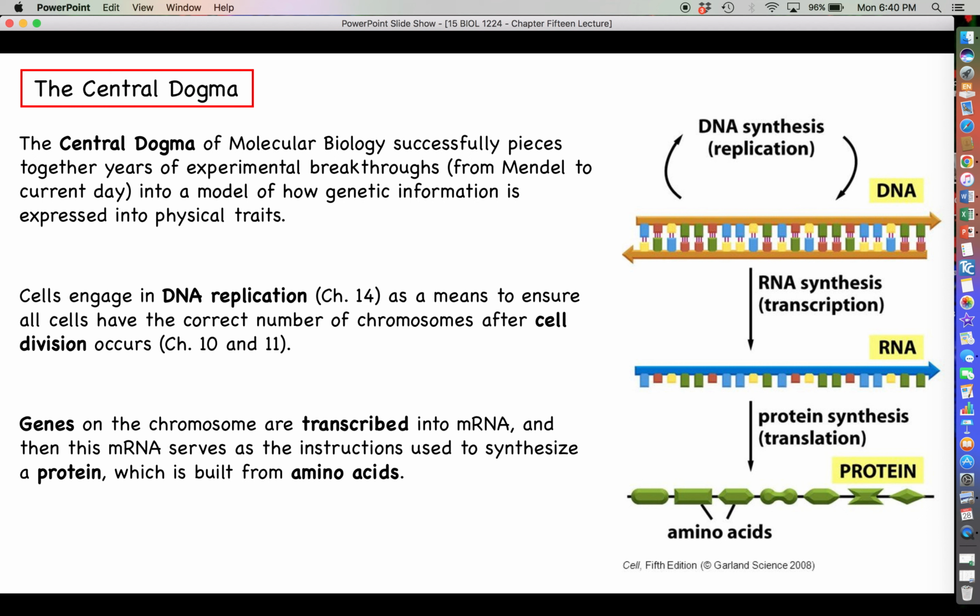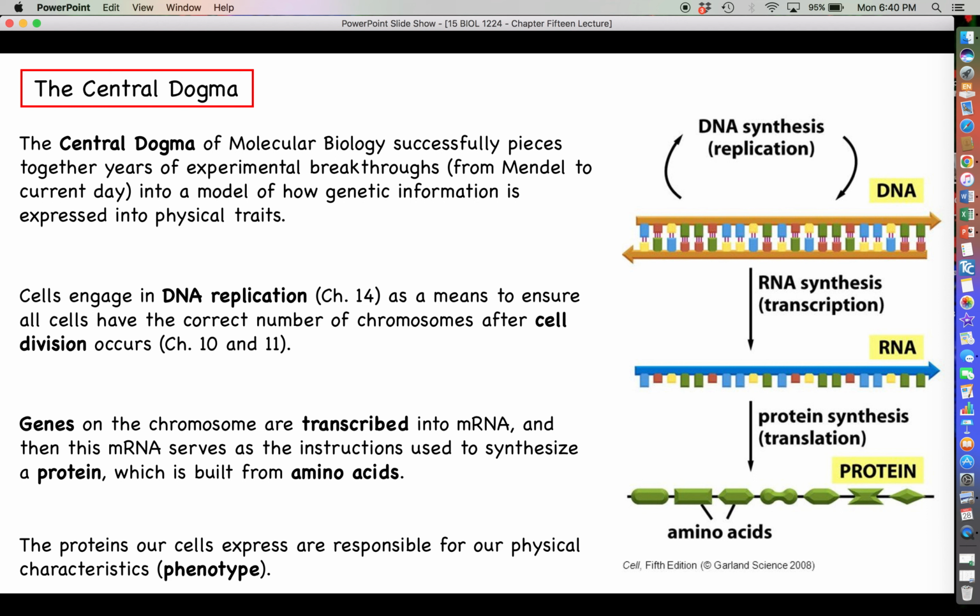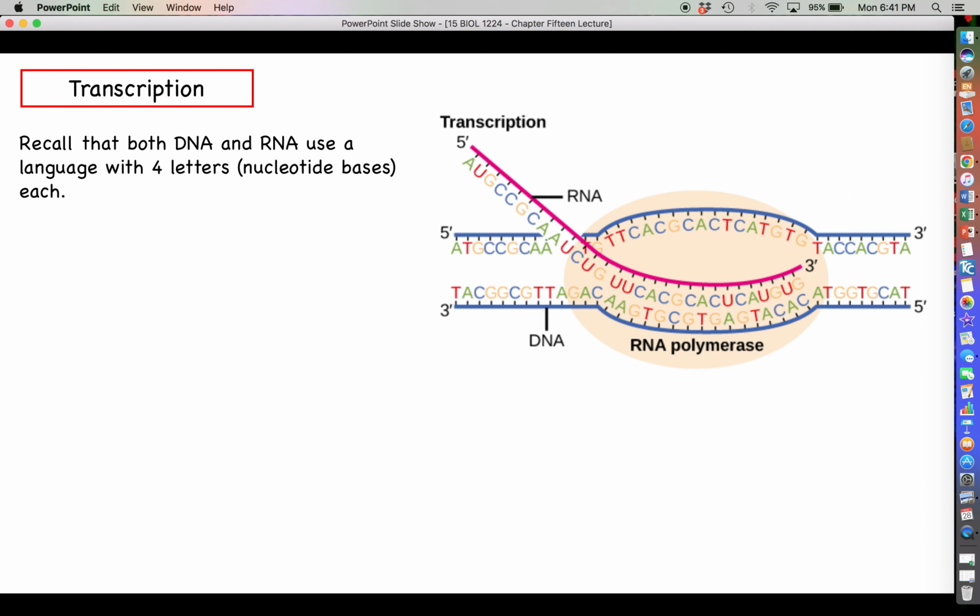So as we've seen, the messenger RNA is going to serve as the instructions that the ribosome will use to synthesize a protein, and the messenger RNA includes the specific details, including how many amino acids are we using, which amino acids are we using, and in what order do those amino acids go when we're building the protein. So once we have all of our proteins made, the proteins that our cells actually express are therefore going to be responsible for our physical characteristics, which of course we know as our phenotypes.